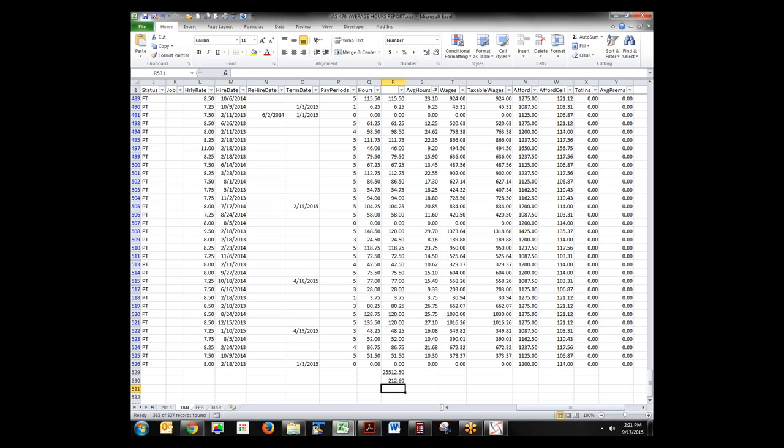Right, and again, ALE is applicable large employer. Those are the employers that have to offer the coverage or else face the fines.